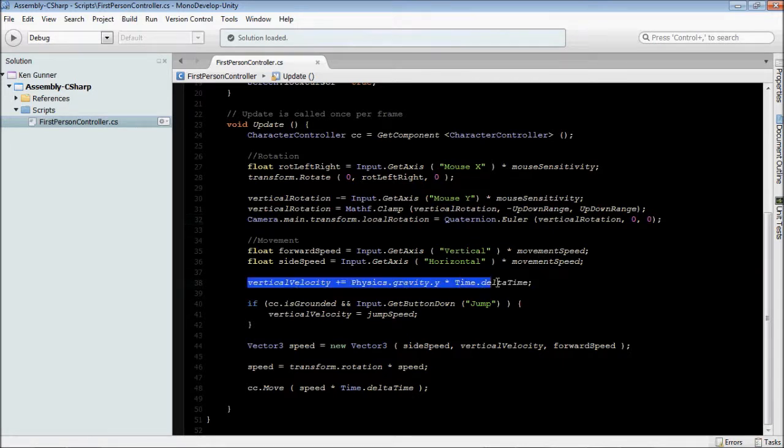Vertical velocity plus equals physics gravity dot y times time dot delta time. That basically makes it so that, okay, in real life, when you fall, you increase in speed. You don't just fall downwards slowly or at a set speed. You keep increasing speed as you fall. So basically what this does is it sets it from 0, and then it keeps adding the amount of gravity in my game, which is like 9.48 or something, every single frame until you hit the ground, basically.